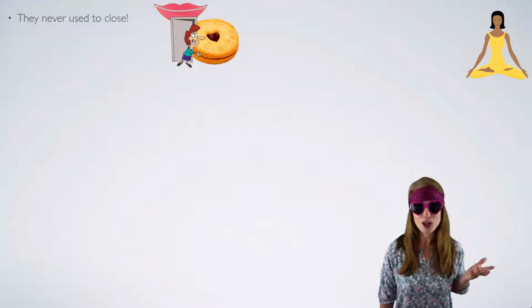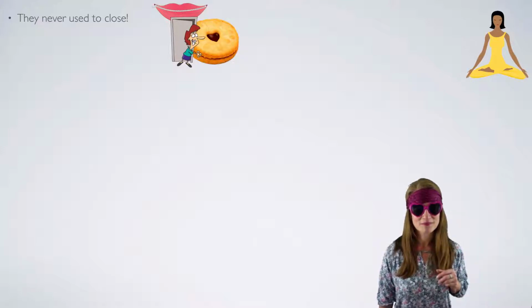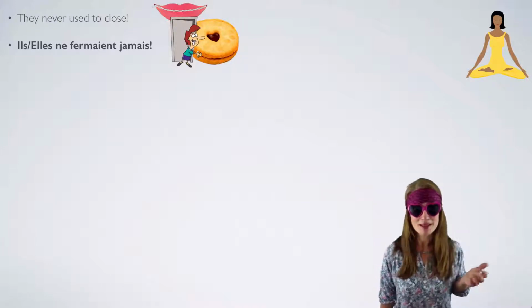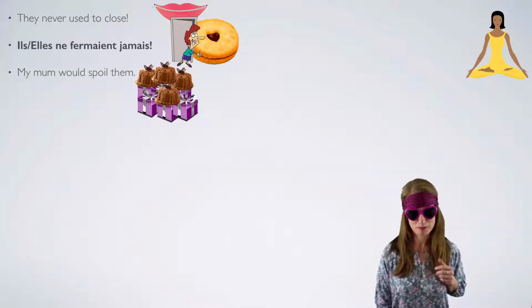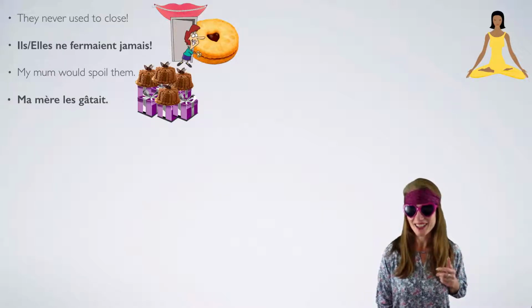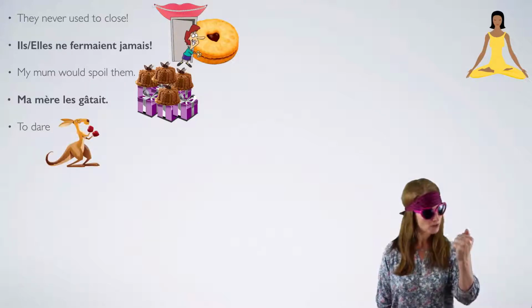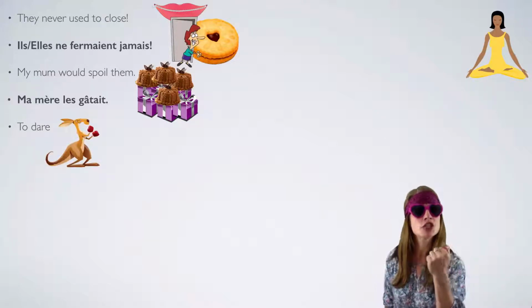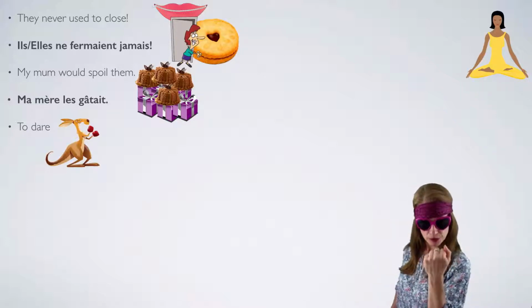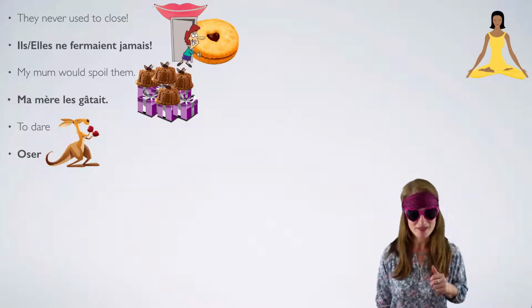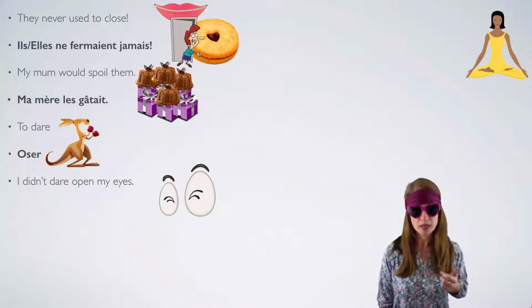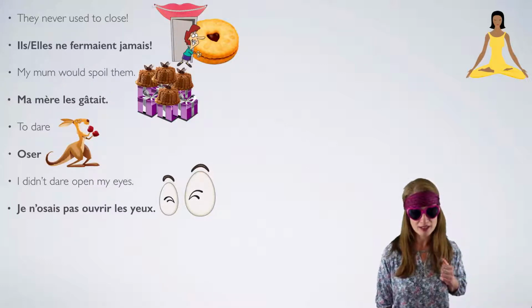They never used to close. Ils ne fermaient jamais, elles ne fermaient jamais. My mum would spoil them. Ma mère les gâtait. To dare? Come on if you dare, says the Aussie kangaroo with his boxing gloves on. Oser. I didn't dare open my eyes. Je n'osais pas ouvrir les yeux.